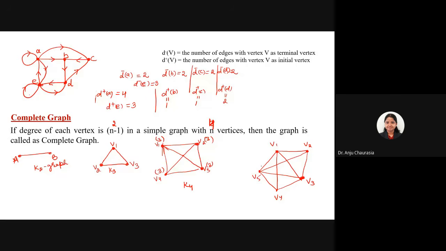Again check, everyone. 1, 2, 3, 4, 5 vertices. Degree of V1 is 1, 2, 3, 4. 4. Everyone can check. If I am wrong, let me know. Degree of all 5 vertices, I can see there are 4, 4, 4. So this is a complete graph.